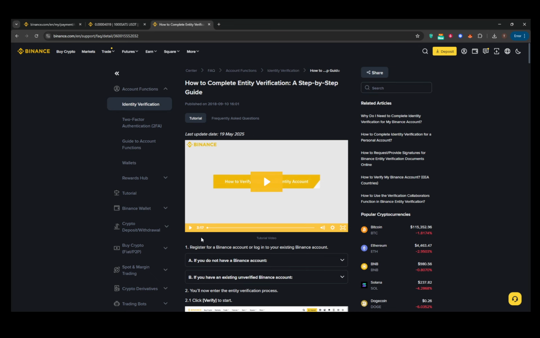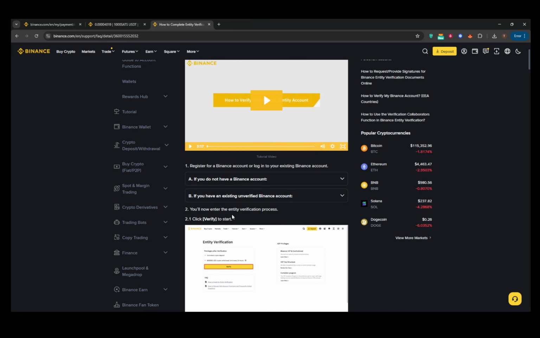In summary, each piece of information and document you provide plays a critical role in establishing trust and adherence to regulatory compliance. Binance's strict requirements are not just procedural necessities. They are protective measures that ensure a safe, secure, and legally compliant trading environment for everyone involved.